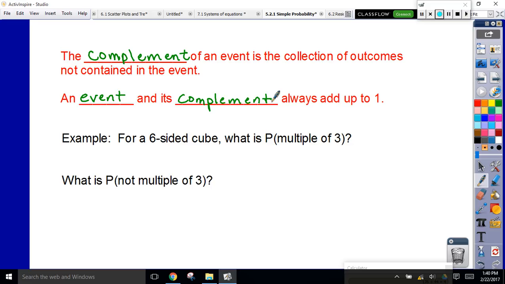So that would be one set of complements. Let's make a little list of complements. So the probability of even and the probability of odd would be two complements.